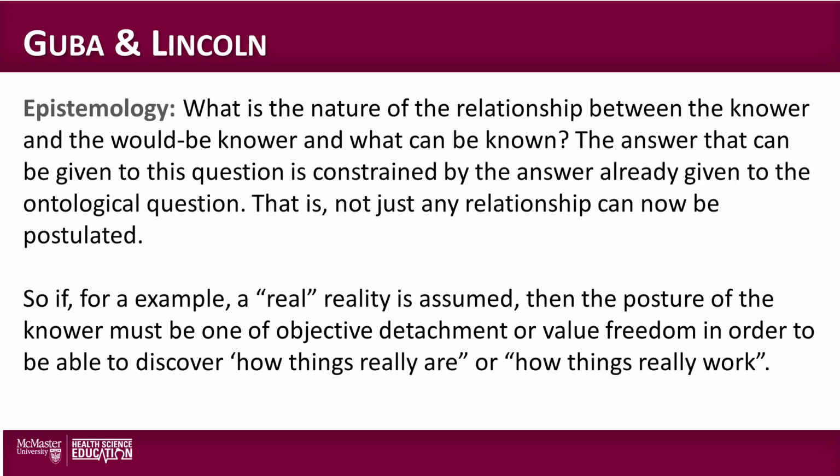So back to Guba and Lincoln. On page 22 of their article, they say that epistemology is the nature of the relationship between the knower, or the would-be knower, and what can be known.